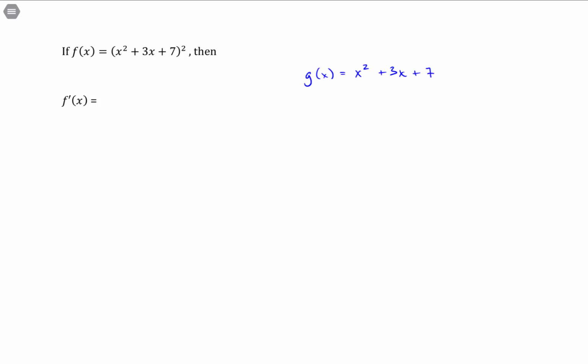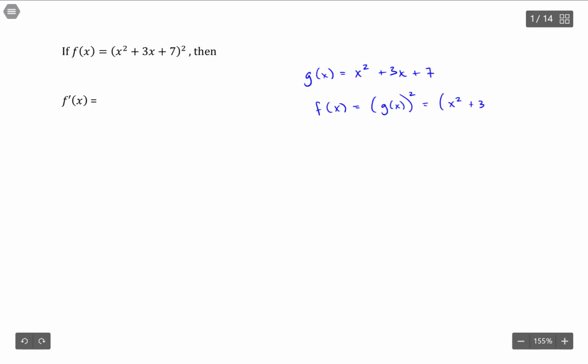And that function is getting squared because f of x equals what I'm calling g of x squared, which is the same thing as x squared plus 3x plus 7 quantity squared. You don't have to write these steps out, but you need to be thinking about them because this tells you that you need to solve this using what's called the chain rule.